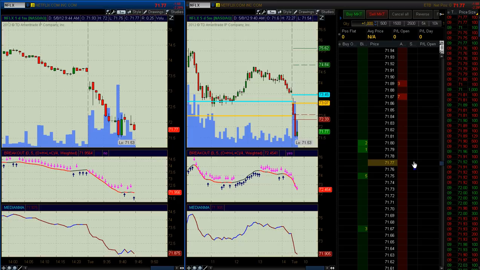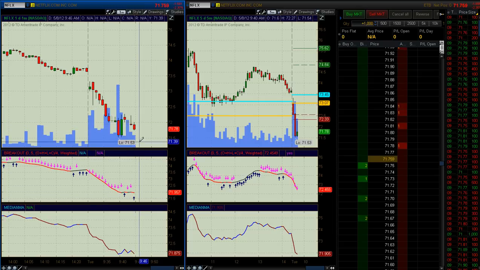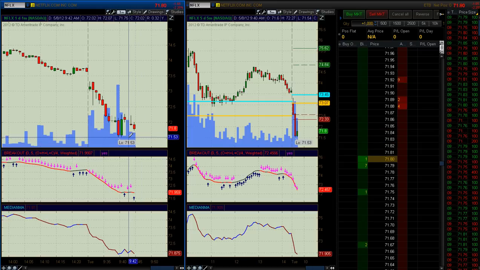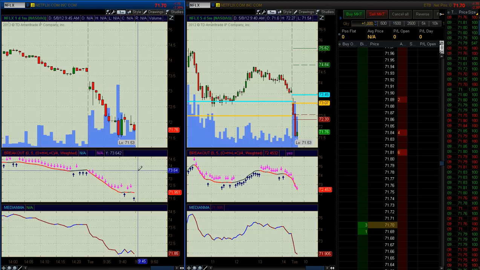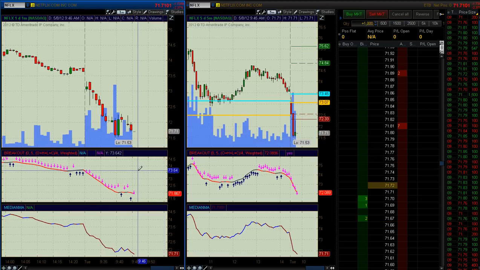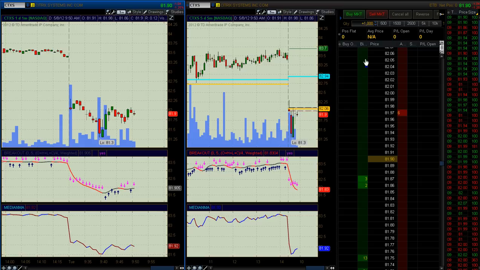Watching Netflix for a potential short. See, this prior high was 72, so that would have been a 25-cent risk if I was going to short it here. And we know that we're going to have to cover around the 58 because I don't want to sit through a new low. All right, watching the CTXs, probably going to take a short on this.